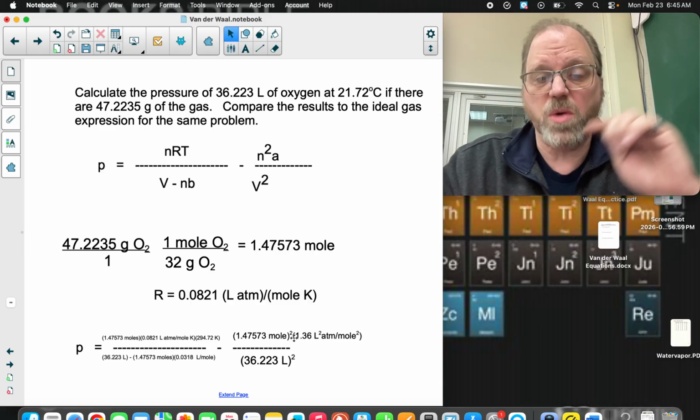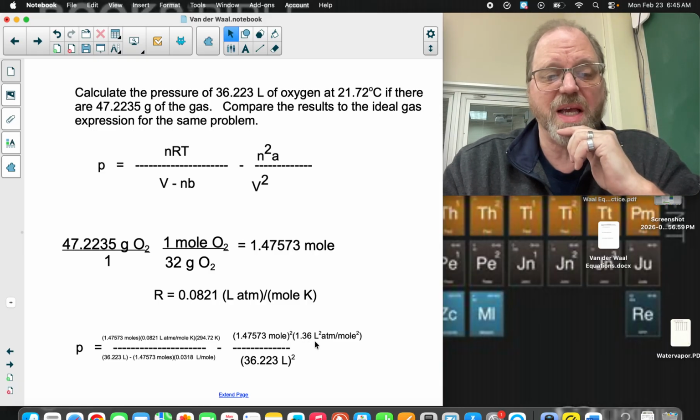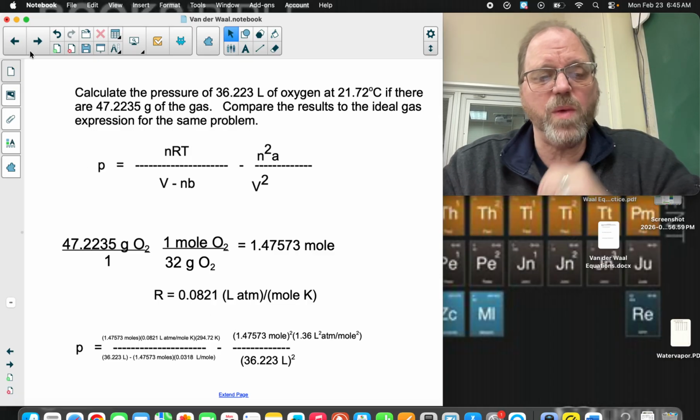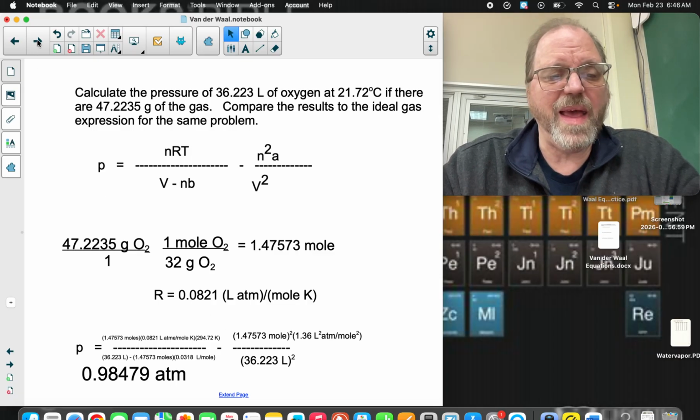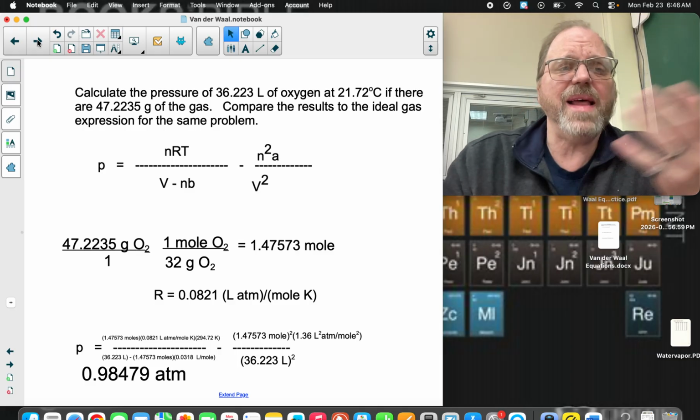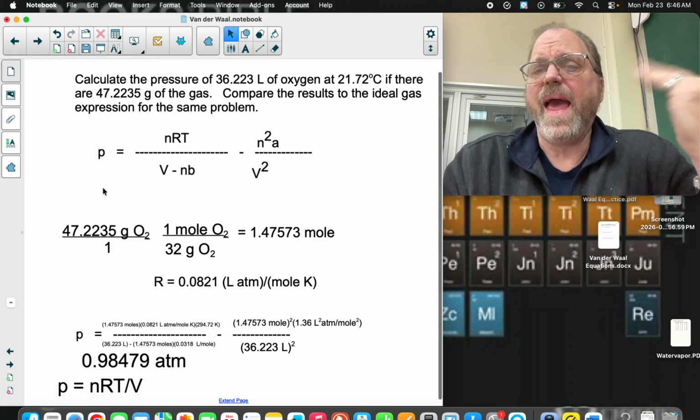1.47573 moles squared times 1.36, divided by 36.2. When we do that, we get an answer of 0.98479 atmospheres. Now, let's compare that to what that would be ideally.